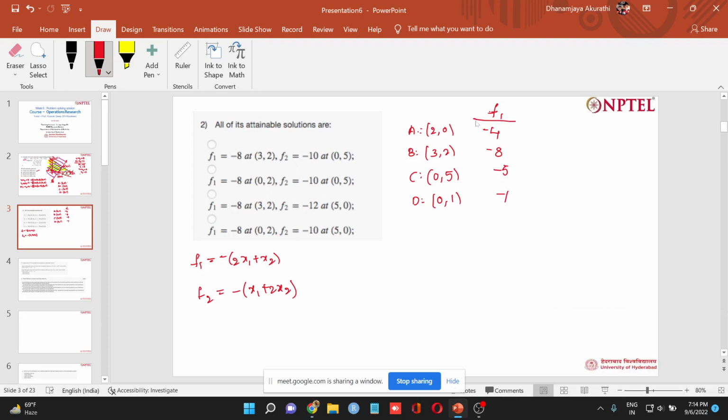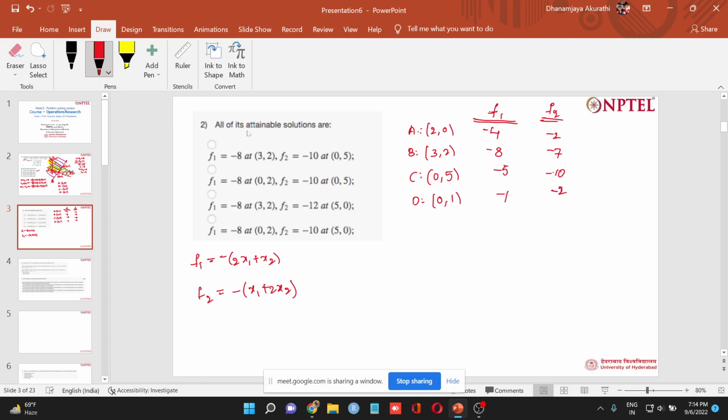And this is only for the objective function f1. We had another objective function f2. Then solve the value of f2 at each of these points. Minus x1 plus 2x2. So this is minus 2, and here it is 4 plus 3, 7, minus 7, and minus 10, and minus 2, right?